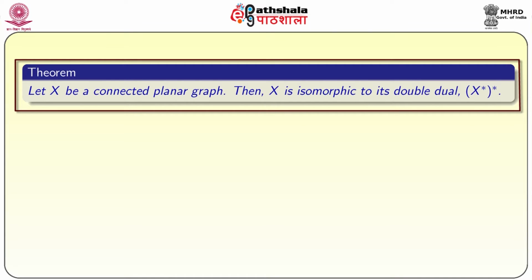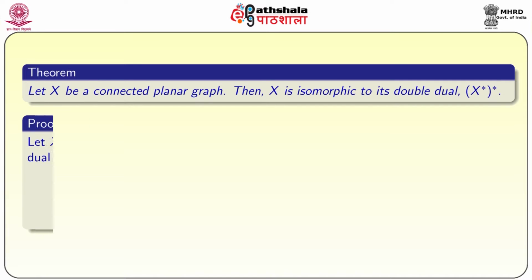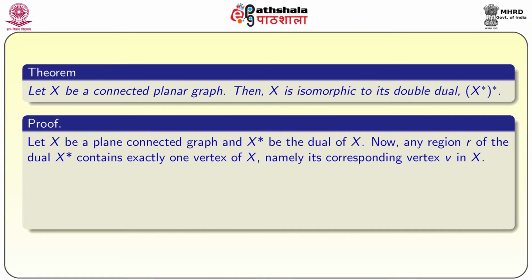Let X be a connected planar graph, then X is isomorphic to its double dual, that is X star whole star. The proof is easy. Let X be a planar connected graph and X star is the dual of X. Now, any region R of the dual X star contains exactly one vertex of X, namely the corresponding vertex V in X.